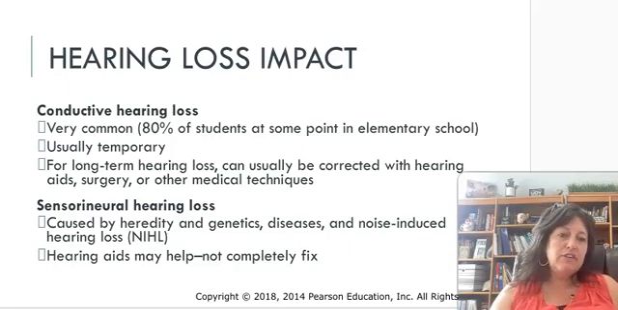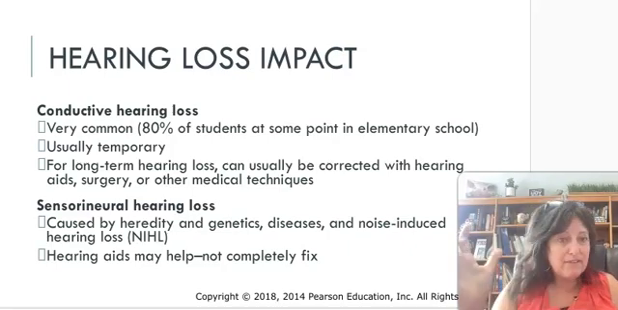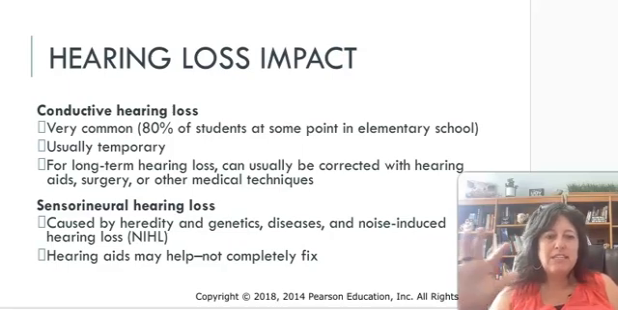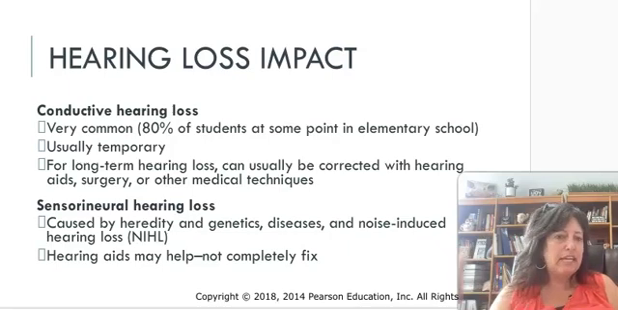So conductive hearing loss is very common. Up to 80% of students in elementary school will have conductive hearing loss at some point. Usually it's going to be temporary. If any of you have ever had an ear infection or ruptured an eardrum, you're looking at conductive hearing loss. It's temporary. For long-term hearing loss, it can usually be corrected with hearing aids, surgery, or other medical techniques.